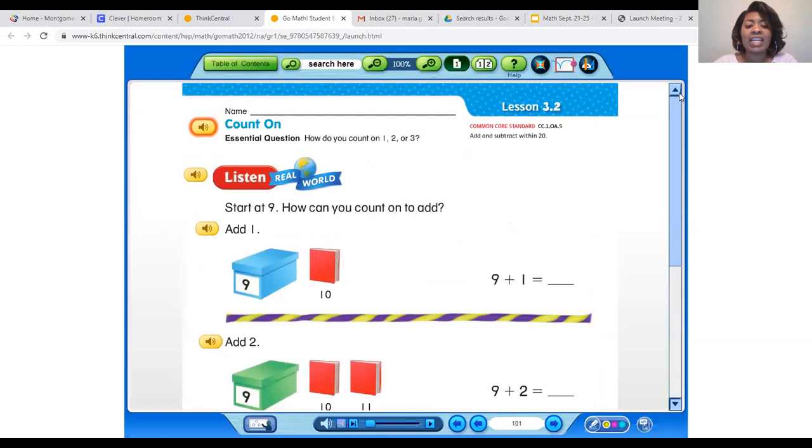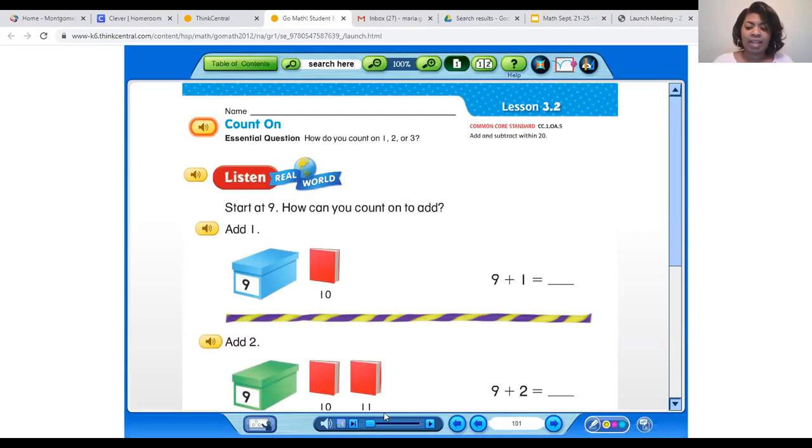All right, so let's listen. We're going to start at 9. So we have 9 books, and we're going to add 1. That means we're going to use the addition symbol, the plus sign, to represent that. So this is what you see here, 9 plus 1. So let's figure it out. If I have 9 and I add 1 more, I have 10. So 9 plus 1 is equal to 10.